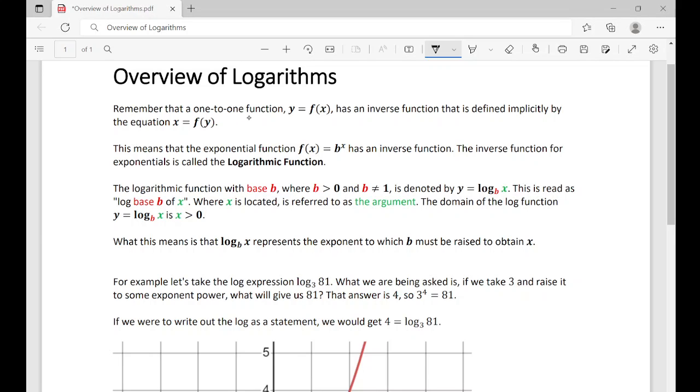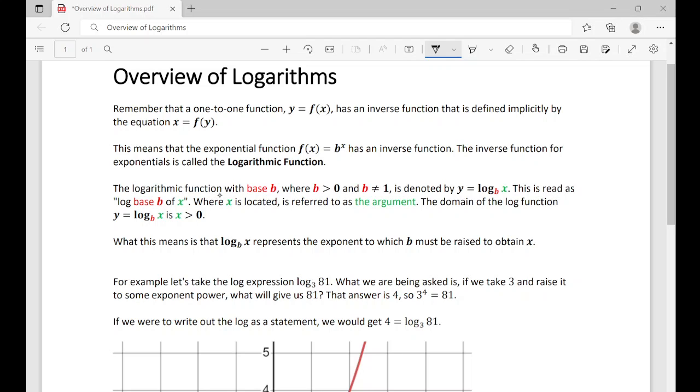Remember that a one-to-one function y equals f of x has an inverse function that is defined implicitly by the equation x equals f of y. This means that the exponential function f of x equals b to the x has an inverse function. And the inverse function for exponentials is called logarithms or logarithmic functions.